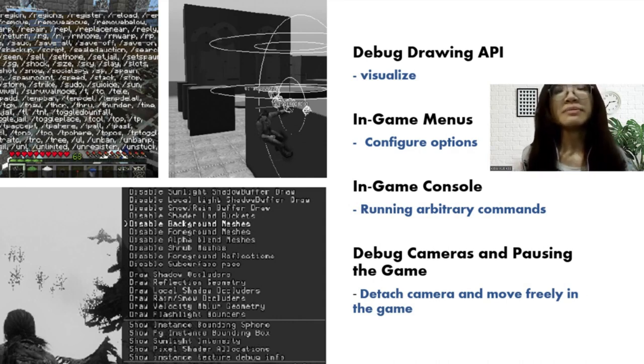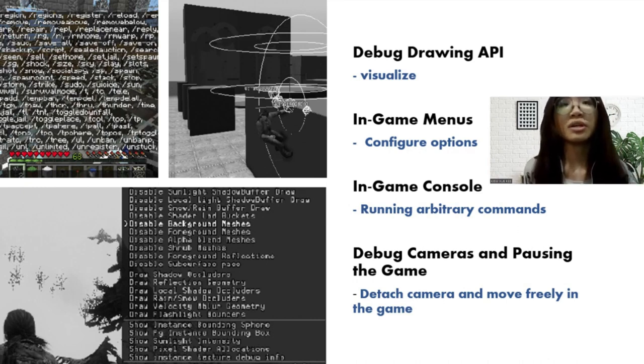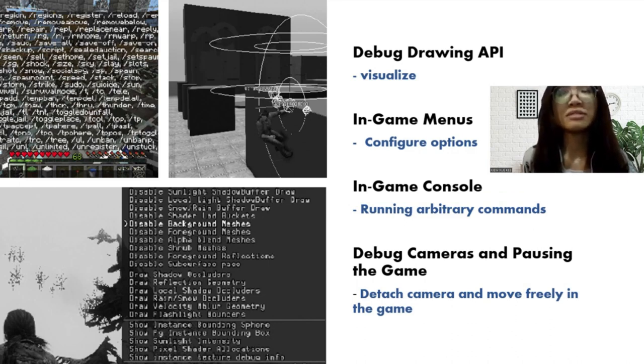In the debug drawing API, the lines and circle heads help developers know where the position of the player is. Here is the console that enables developers to use commands. And in the in-game menu, the developer can choose the option simply from here without changing the code behind.